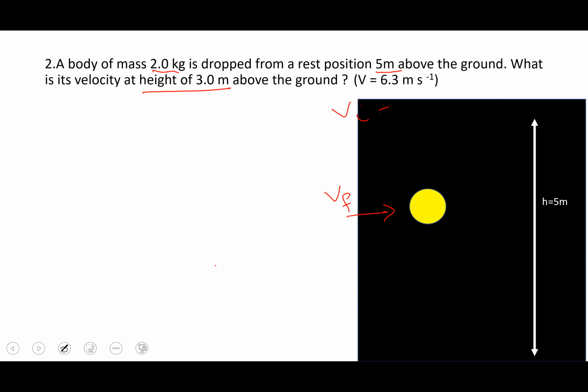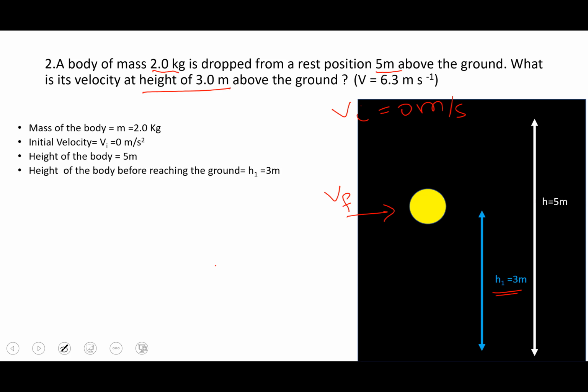In the start we say the vi was 0 meter per second because it was at rest. So what is going to be the velocity of this mass of 2 kilograms at the height of, let's say, 3 meters? Let's call that height h1. So the data which is given to us is the mass, which is 2 kilogram, the initial velocity at the start. So it is not meter per second square, it is just meter per second, which is the initial velocity. The height of the body is 5 meters. The height of the body before reaching the ground is 3 meters.